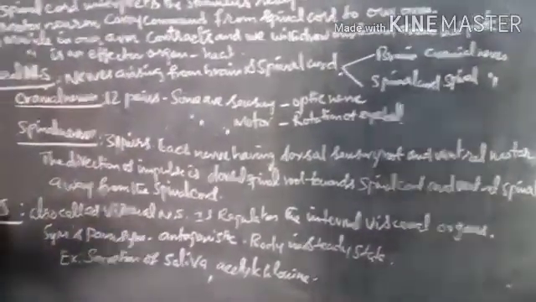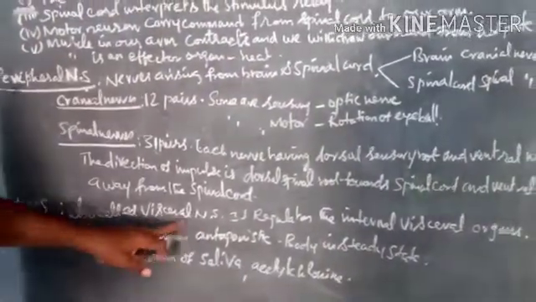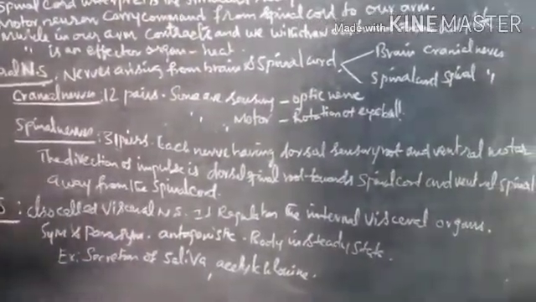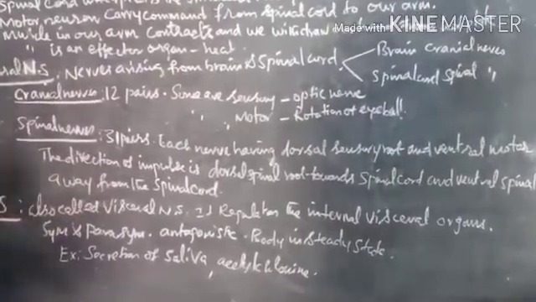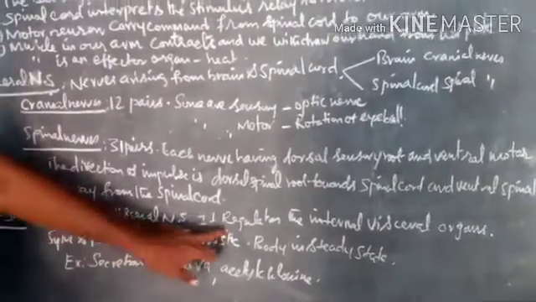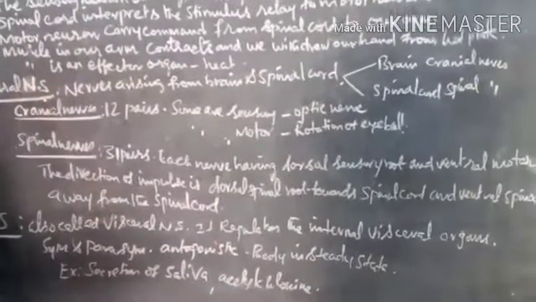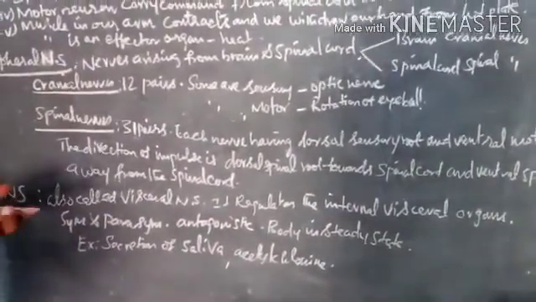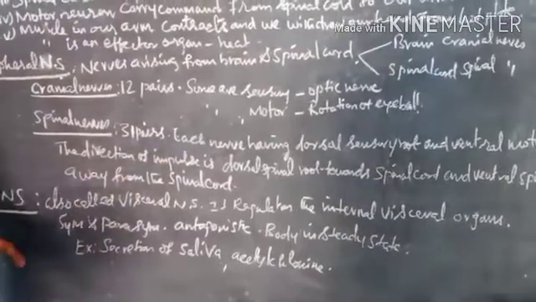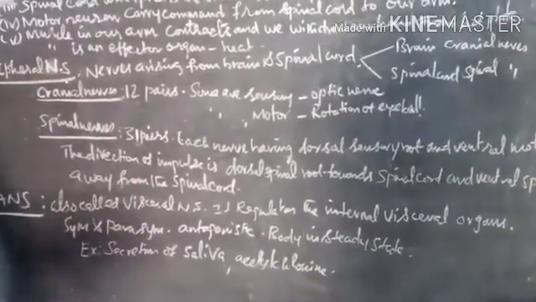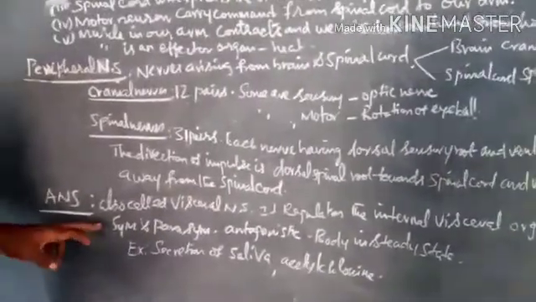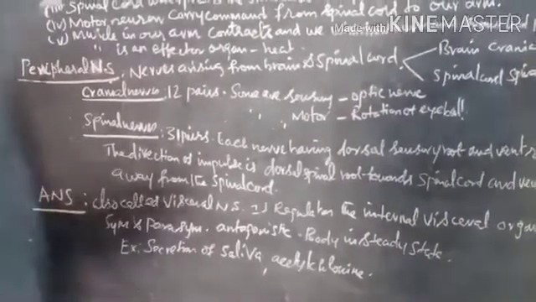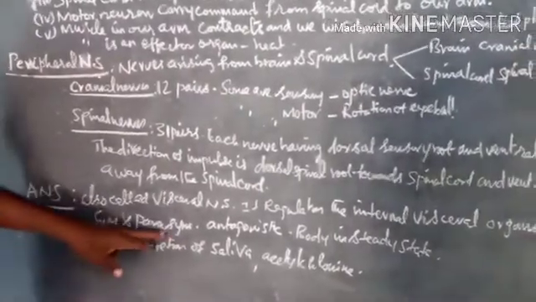cord. Then the autonomic nervous system, also called the visceral nervous system, because it maintains the visceral organs present in our body. It regulates the internal visceral organs: heart, lungs, kidney and so on. Those are the internal visceral organs. Understand? The autonomic nervous system comprises the sympathetic and parasympathetic nervous systems.